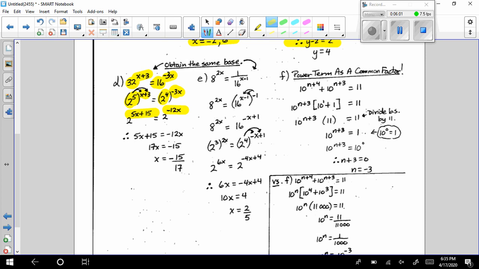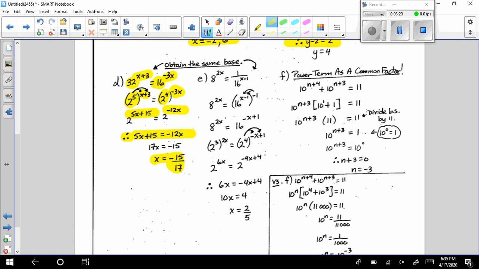I now have the same base number of 2 on each side and the simplified power term on each side. I know the exponents are equivalent to each other, so I write my therefore symbol, and I set those exponents equal to each other, and algebraically it works out to an x value of negative 15 over 17.